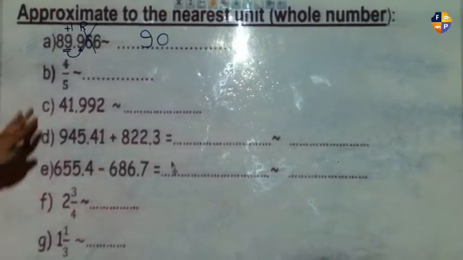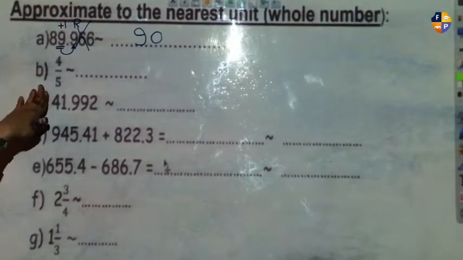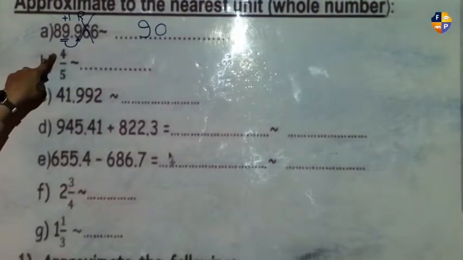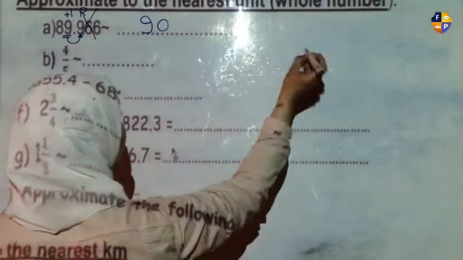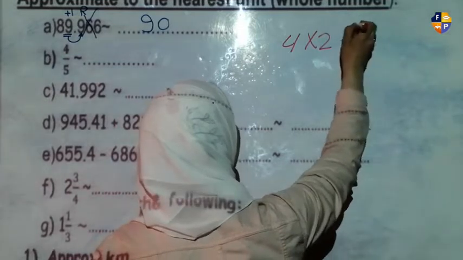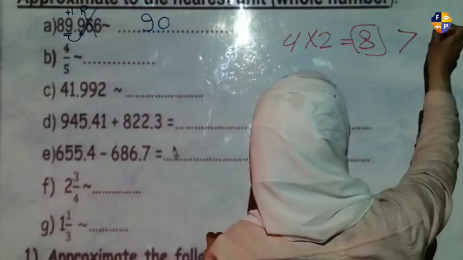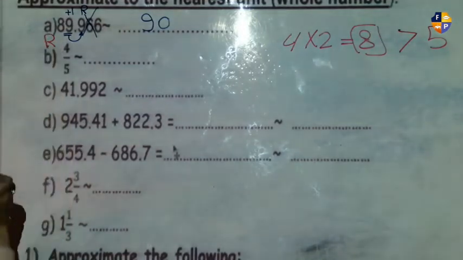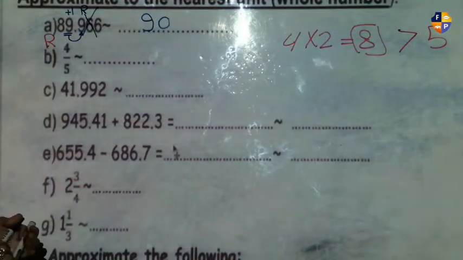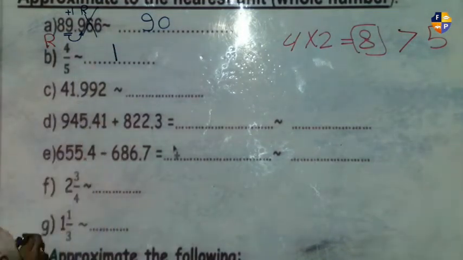Now I have a fraction, 4 over 5. I will multiply the numerator by 2. 4 by 2 equals 8. Then I will compare the product with the denominator. 8 is greater than 5. So this fraction is rich. So 4 over 5 will be 1.